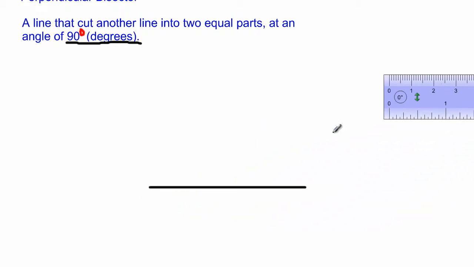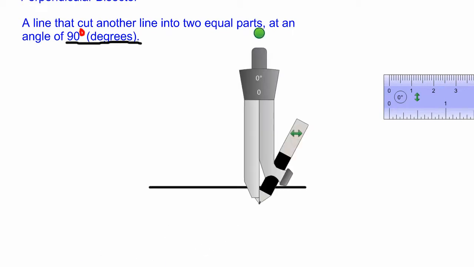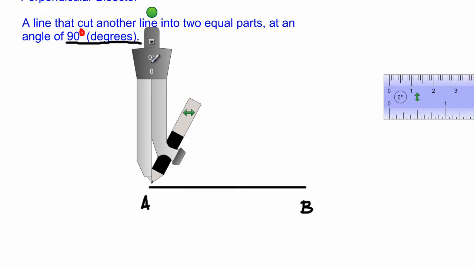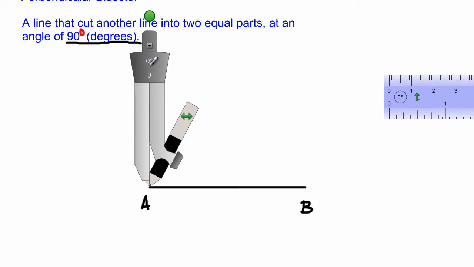So let's put our ruler aside. Now I'm going to take out my compass. Let's give this line segment a name. Let's call this line segment AB. Now I'm going to construct a line that cuts AB into two equal parts, and it cuts it at an angle of 90 degrees.